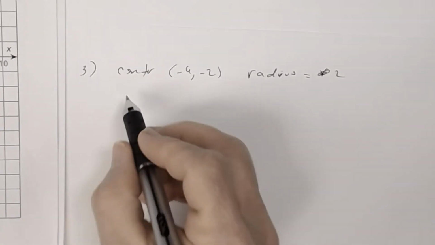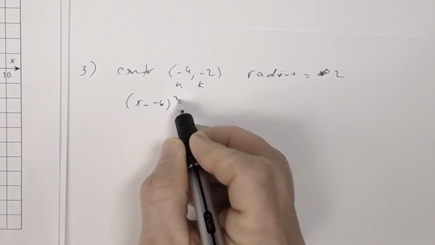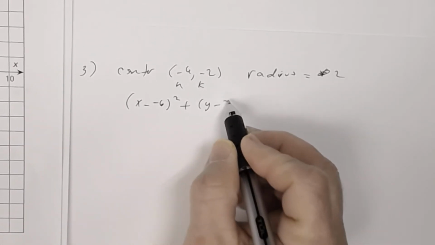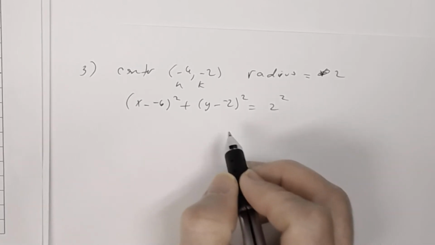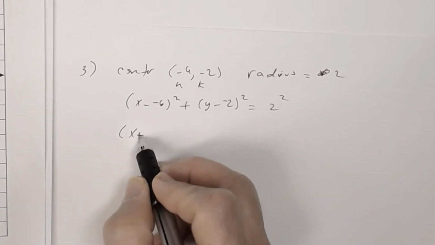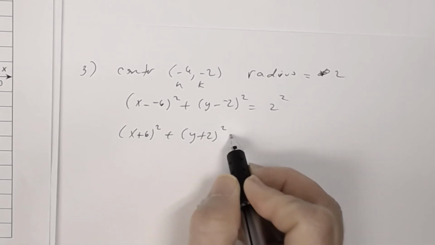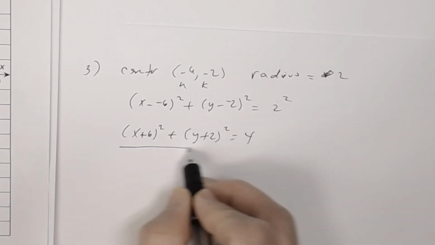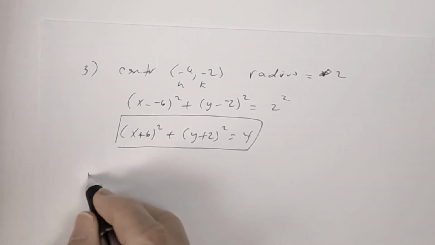So therefore, we get this. Here's (h, k), so we get (x - (-6))² + (y - (-2))² equals the radius squared. Going further with this, you're going to say (x + 6)² + (y + 2)² = 4. And so there's your answer. Okay, all right.